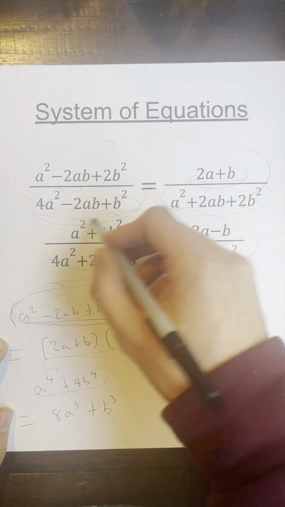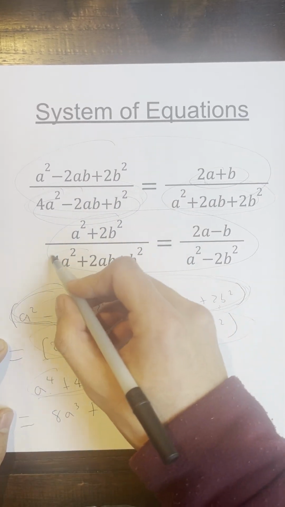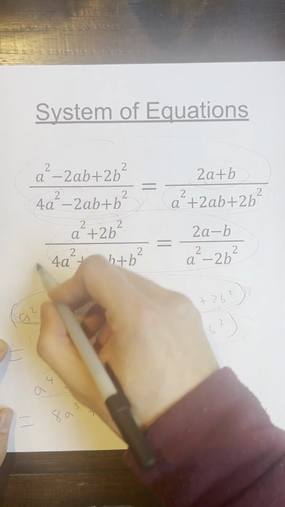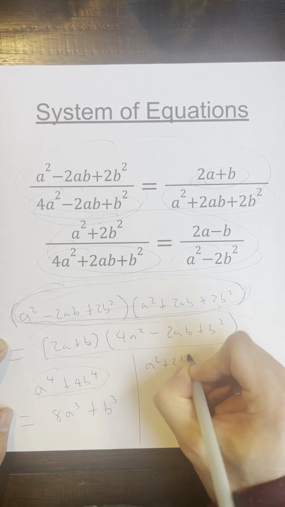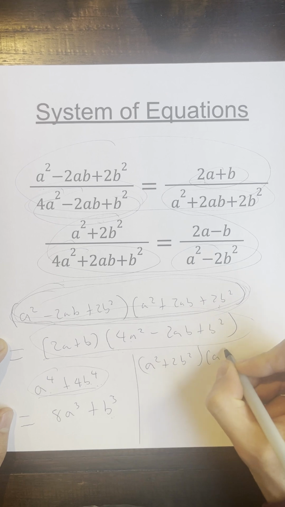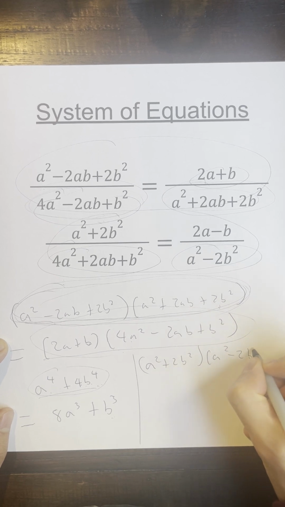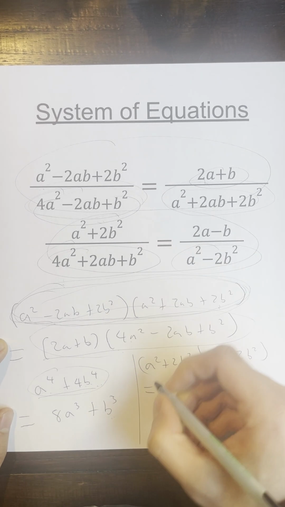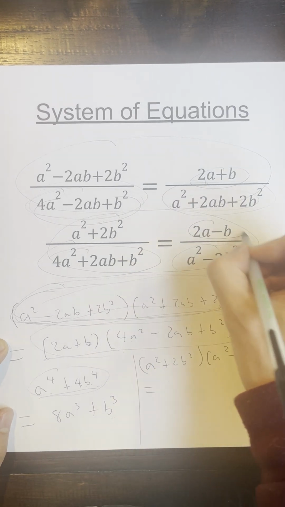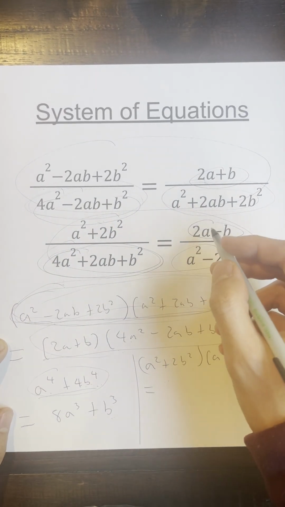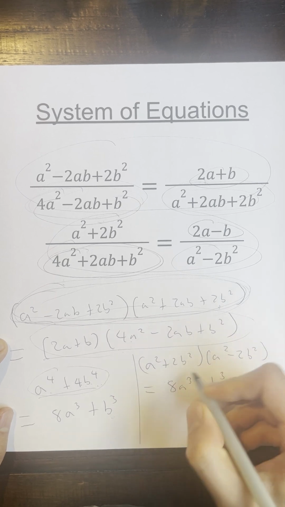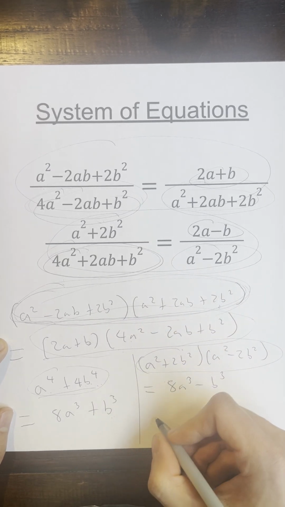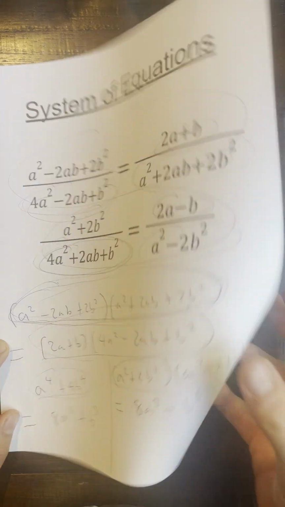How about this equation? If we do the same thing, multiply both sides of the equation by this times this, the left-hand side is going to become a squared plus 2b squared times a squared minus 2b squared. And the right-hand side, well, this times this is what? It's going to be difference of cubes. So it's going to be 8a cubed minus b cubed. And this expands to be how much? Here, I'll write it on the back.